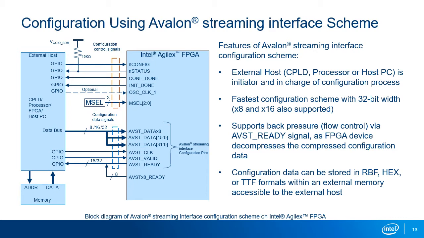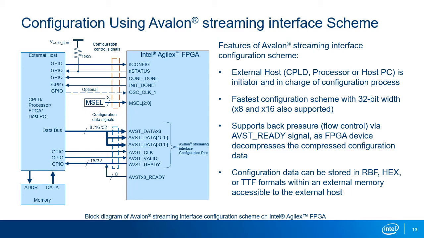The Avalon Streaming 32-bit is the fastest Avalon configuration scheme. The scheme also supports 8 and 16-bit data width. The 8-bit configuration scheme uses dedicated pins, whereas the 16 and 32-bit configuration schemes use dual-purpose I/O pins that can be repurposed as general-purpose I/O pins after the FPGA enters user mode.